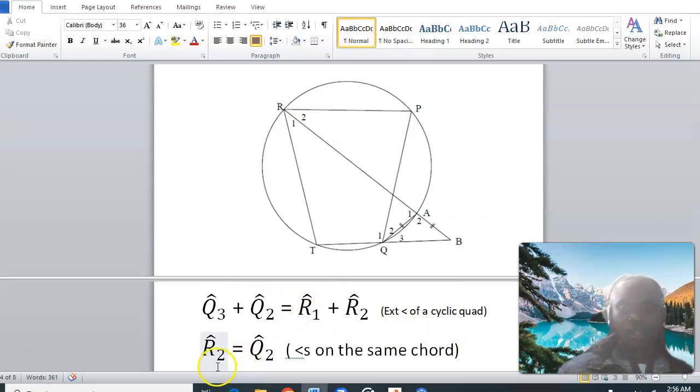Okay, now we can say that R2 is equal to Q2, angle on the same chord. R2 is equal to Q2. Where is R2? This is R2. R2 is equal to Q2, angle on the same chord. You see that R2 is subtended on this chord, AP.